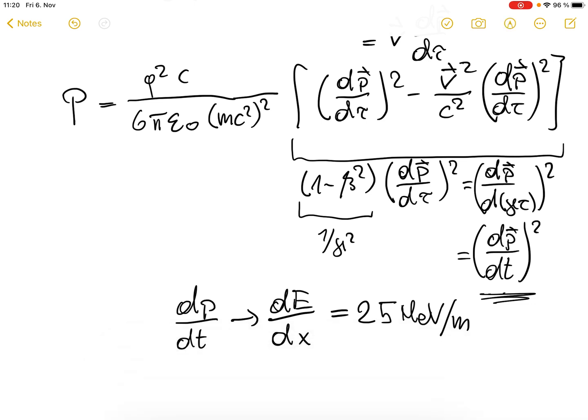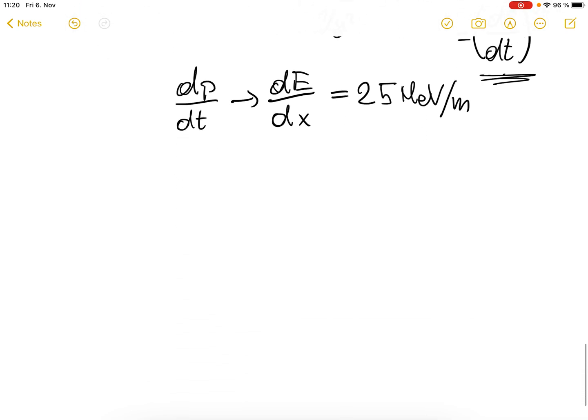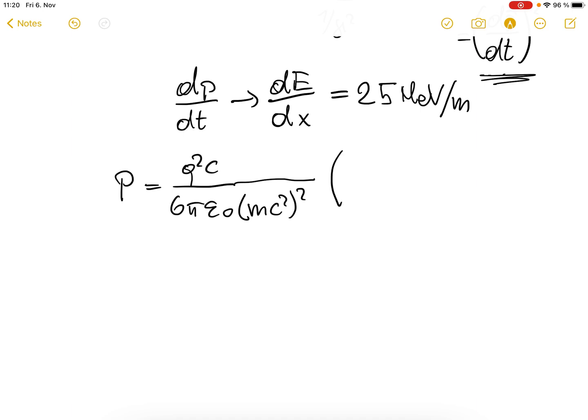These are the typical gradients that are achievable in linear accelerators. So our calculation was useful because we can now use these lab frame quantities. Let's write Larmor's equation once more. Nothing really changed. The prefactors are the same. It's just that we found that the last term can be replaced by the dE/dx squared.